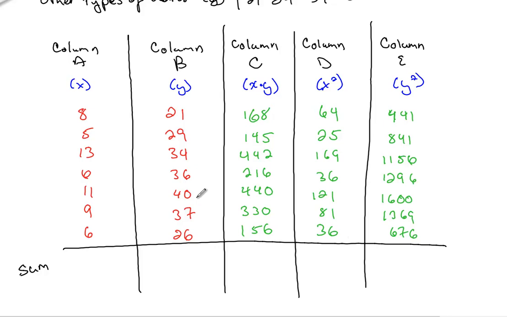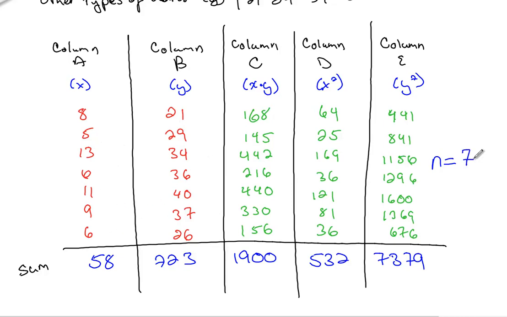And then we want to get the sum of each of these columns. So I'm going to add up each of these columns, and I'm going to get a value, and I get 58, 223, 1,900, 532, 7,379. And then I want to count to know what my n is. N is basically the number of rows that I have, or the number of pairs. I've got 1, 2, 3, 4, 5, 6, 7 pairs. So my n is 7.